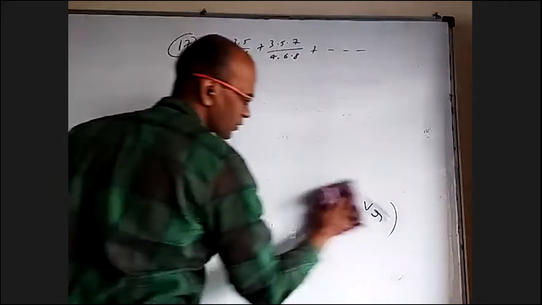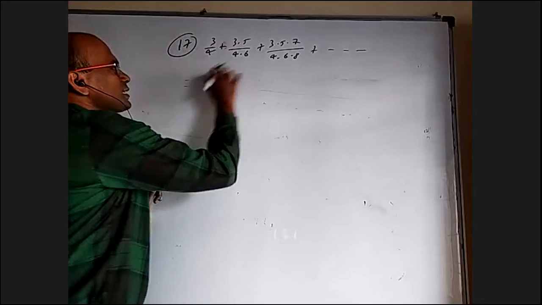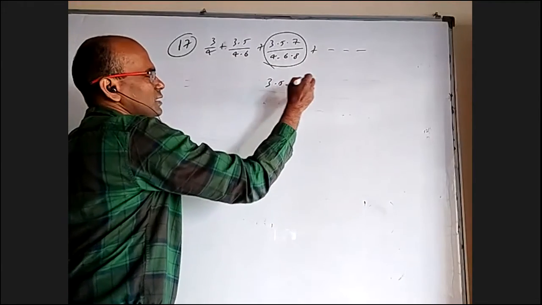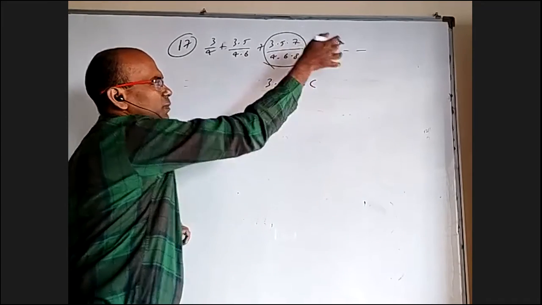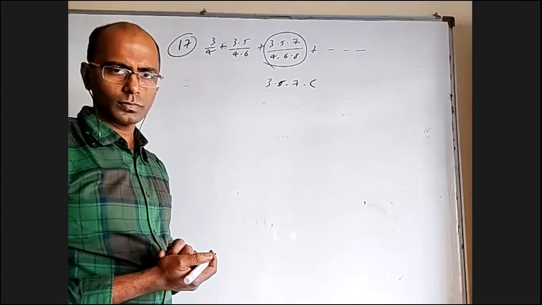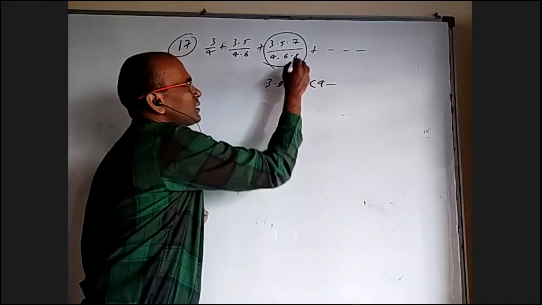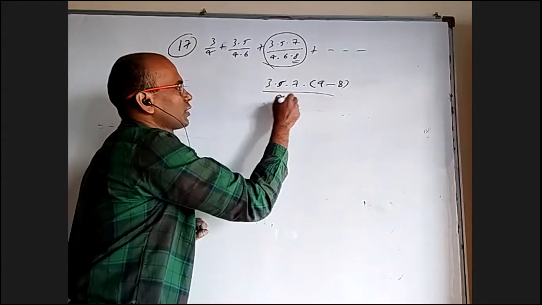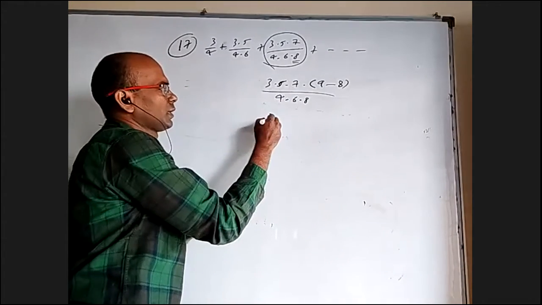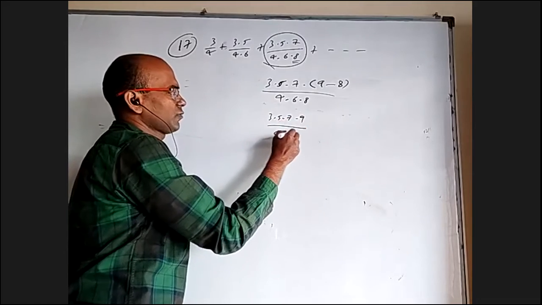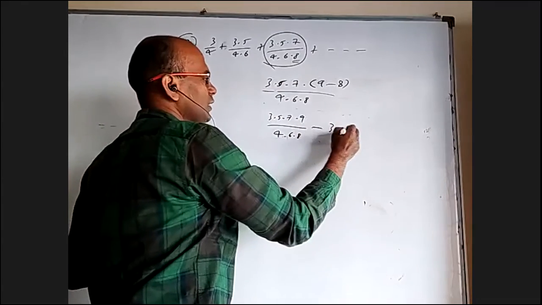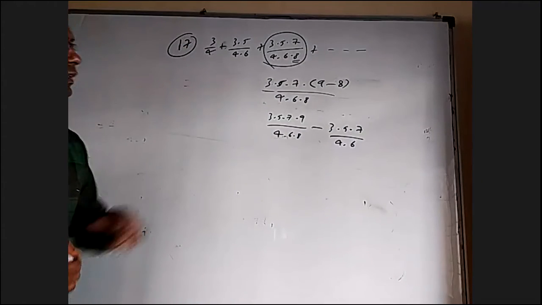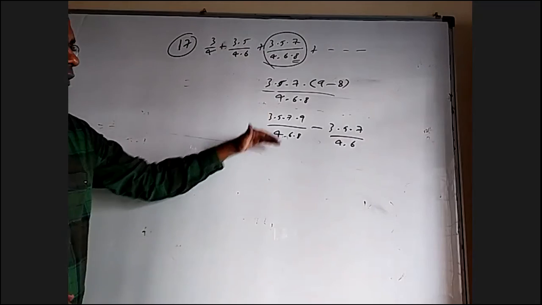Same method, but instead of taking the rth term, I want to show just an example. Let us see how to write this one using the method of differences. 3 into 5 into 7. What should be the next number in the arithmetic progression? 9. Minus the denominator's last number, 9 minus 8, by 4 into 6 into 8. What will happen to this? 3 into 5 into 7 into 9 by 4 into 6 into 8 minus 3 into 5 into 7, 8 will cancel, by 4 into 6. This is 3 terms by 3 terms, but this is 4 by 3 terms. This is 3 by 2 terms.